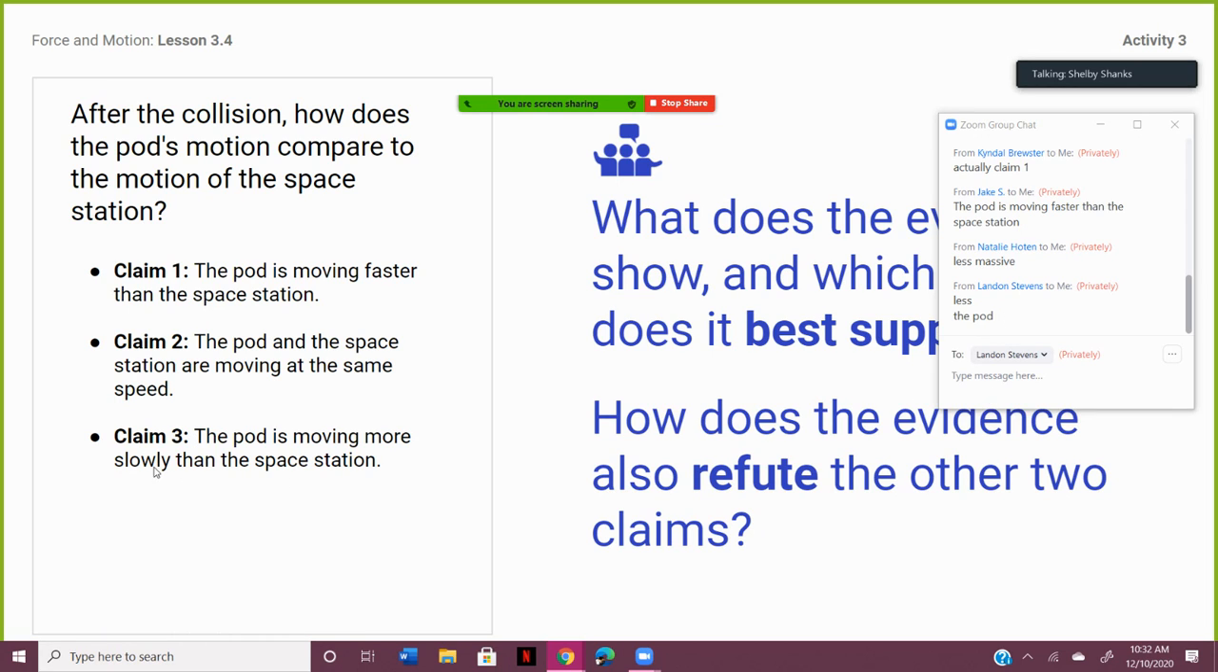So if you're telling me that claim 3 is correct, the pod is moving more slowly than the space station, you're contradicting yourself there, right? The pod is less massive, so it's got to be moving faster than the space station. Now, claim 2 is not correct because the pod and the space station are not the same mass. So the only one that could be true is the pod is moving faster than the space station because of the mass. And we know that the less massive something is, the greater change in velocity it could have.